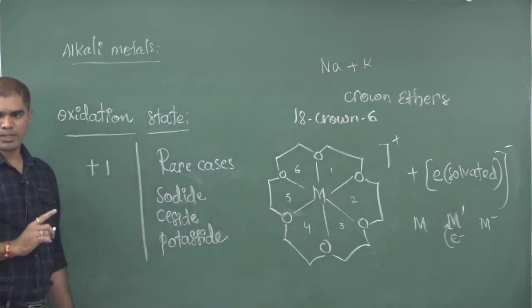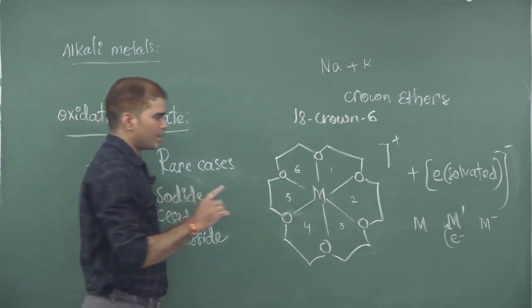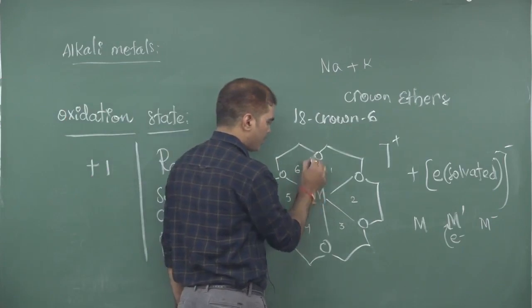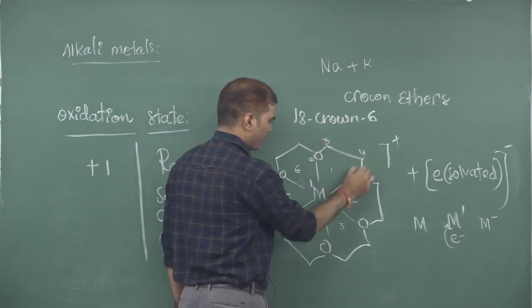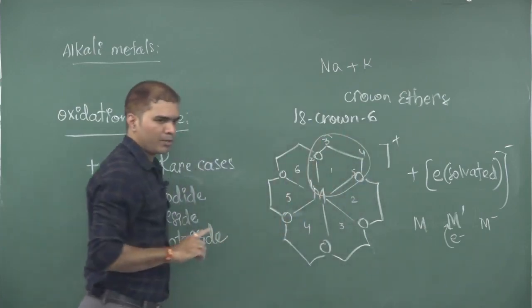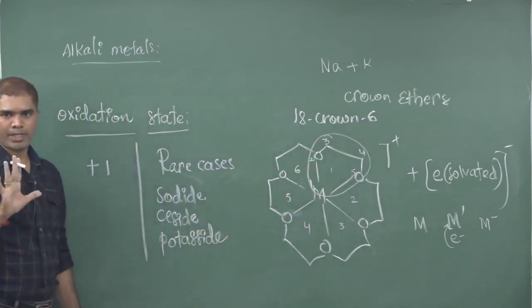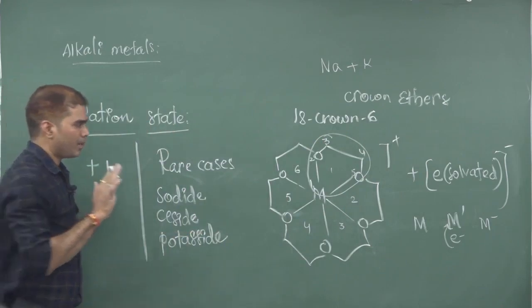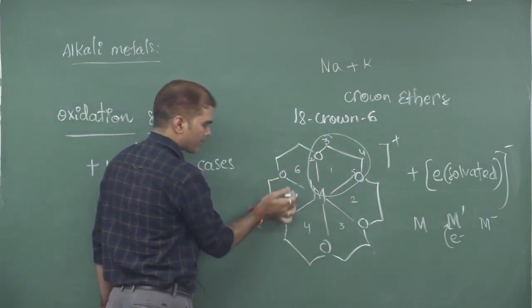What is the size of each chelating ring? The size of each chelating ring is 1, 2, 3, 4 and 5. So this is one chelating ring, and the size of each chelating ring is 5. It is a 5-membered chelating ring. Altogether there are 6 such rings.